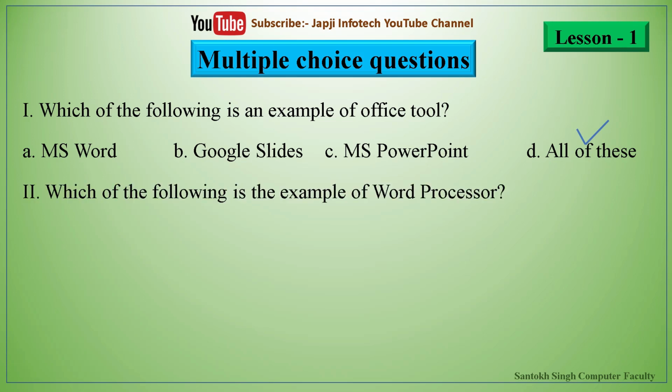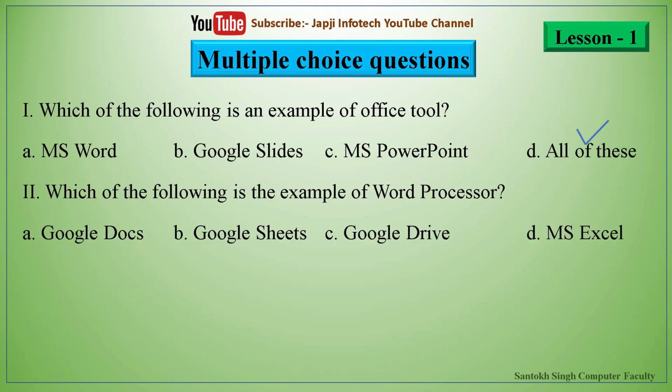And second one is, which of the following is the example of word processor? And their options are Google Docs, Google Sheet, Google Drive, and the last one is MS Excel. And the right answer is Google Docs is the example of word processor.